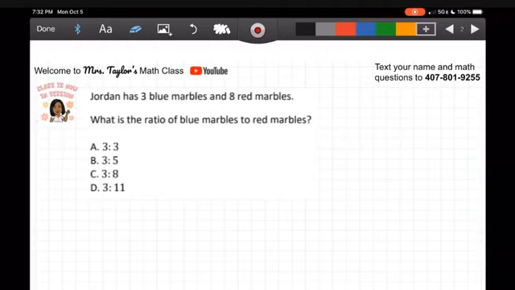It says Jordan has 3 blue marbles and 8 red marbles. What is the ratio of blue marbles to red marbles? Now, somebody out there probably knows the answer to this question. So, is it going to be 3 to 3, 3 to 5, 3 to 8, or 3 to 11? In this case, blue marbles is 3, red marbles is 8, so it's going to be a 3 to 8 ratio.